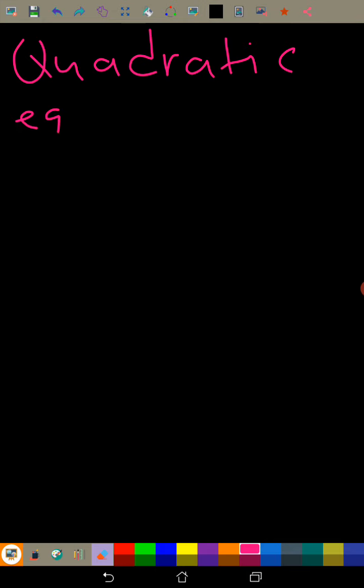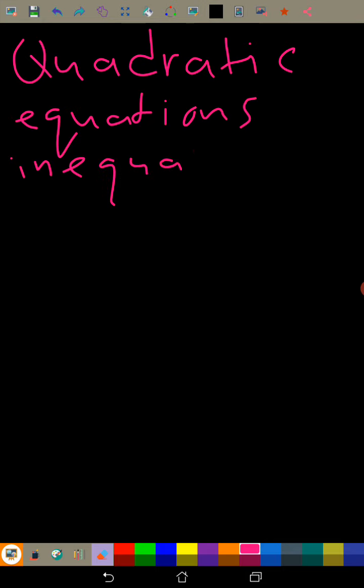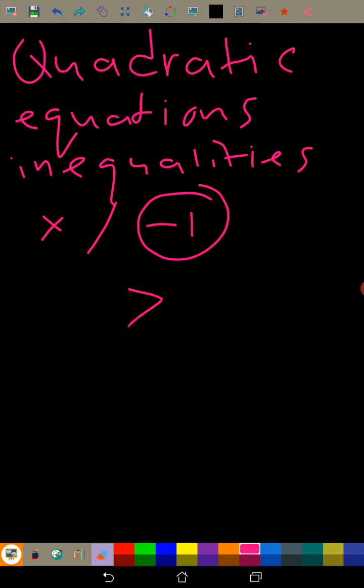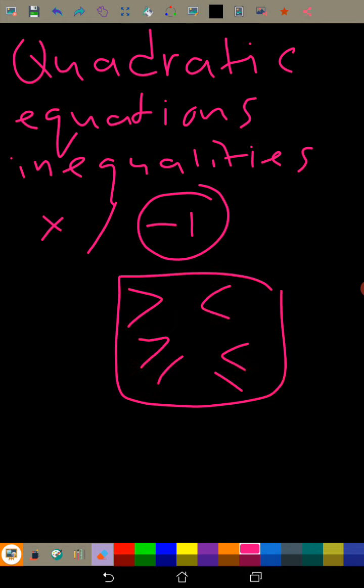So in this series I'm studying quadratics. We have seen many things about quadratic equations, inequalities and so on. So we have equations, we have inequalities. We know that when we are multiplying or dividing by a negative number, we have to change the direction of the inequality signs.